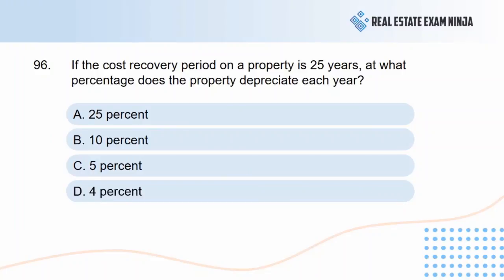Number 96. If the cost recovery period on a property is 25 years, at what percentage does the property depreciate each year? A. 25%. B. 10%. C. 5%. D. 4%.